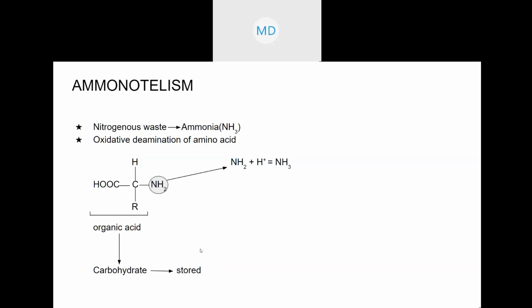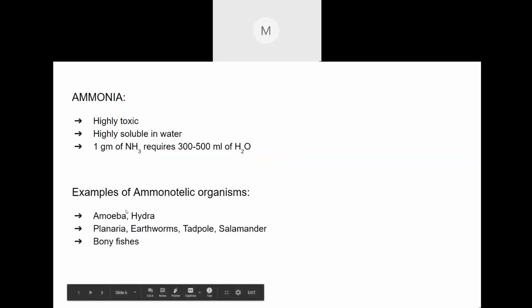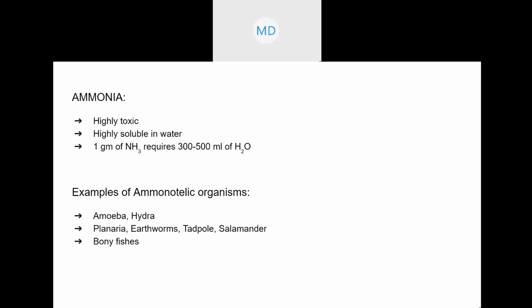This was all taught in the last class, right? Yes, ma'am. Okay. So the properties of ammonia: it is highly toxic and highly soluble in water, and it requires a large amount of water to get excreted. For example, 1 gram of ammonia requires almost half a liter of water.